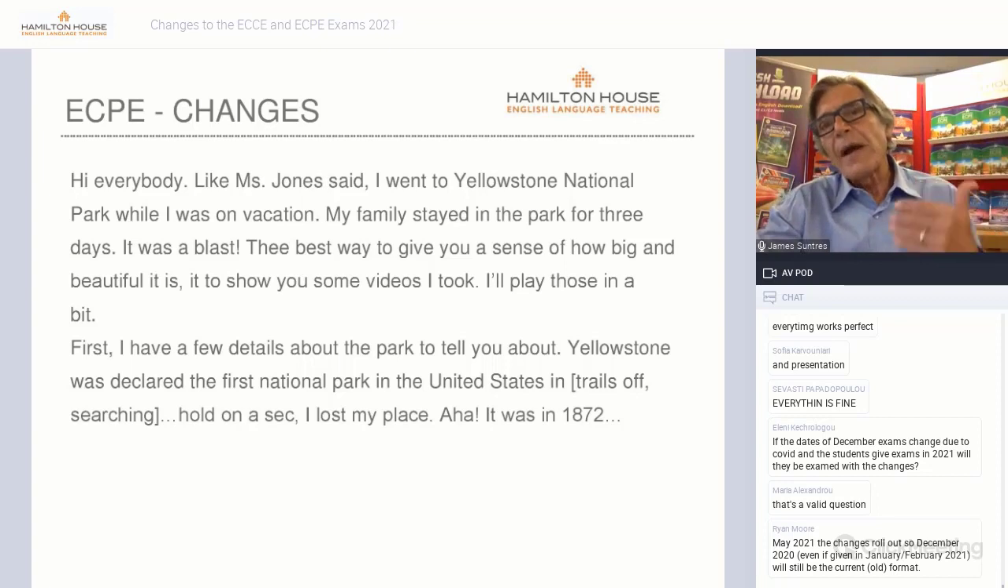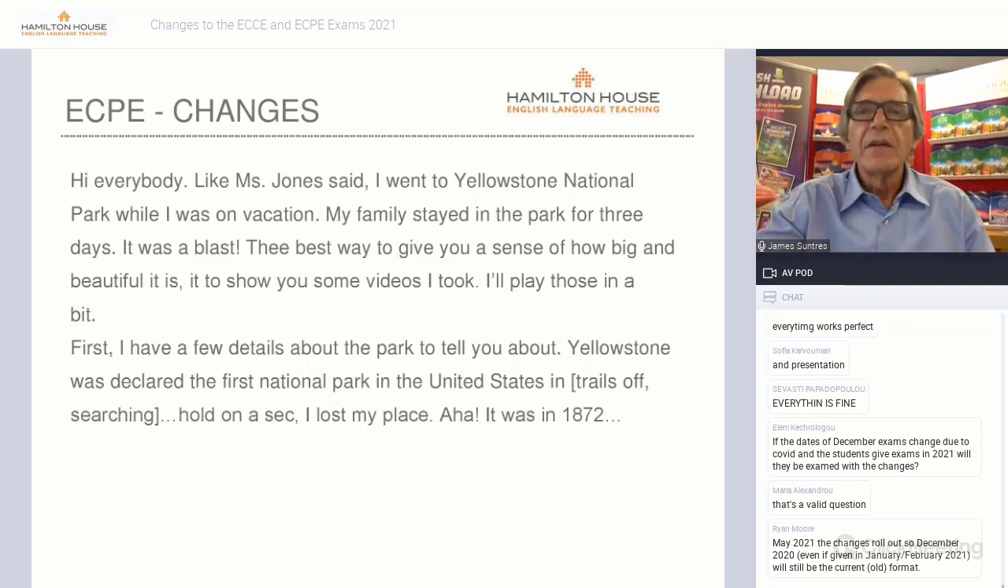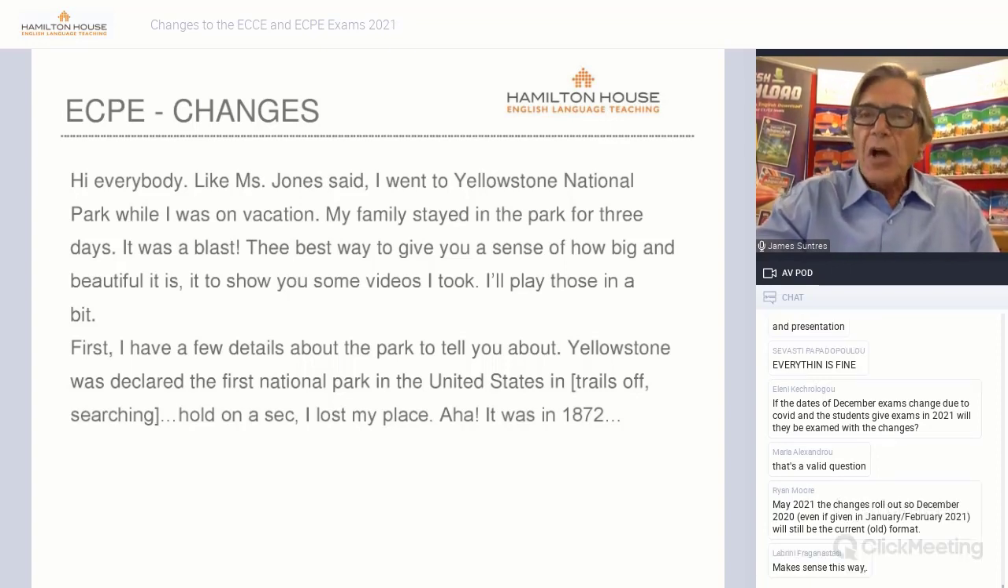Again, going back to what I said earlier, attempts have been made to make this exam more accessible to younger learners. This is not reflected in the level of the language. The level of the language has not changed. It's still C2 level, but the context and the situation are reflective of younger learners, something that a teenager can relate to.